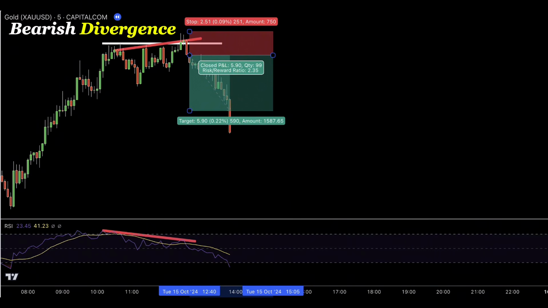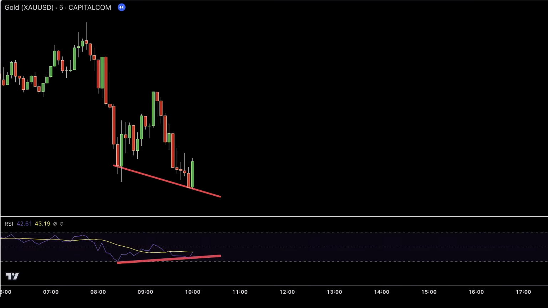The real power of divergence comes from the RSI's ability to reveal hidden shifts in momentum that may not be obvious from price action alone. By learning to recognize these signals, you can often identify potential reversals before they become apparent to most traders. Let me show you how to trade this strategy.